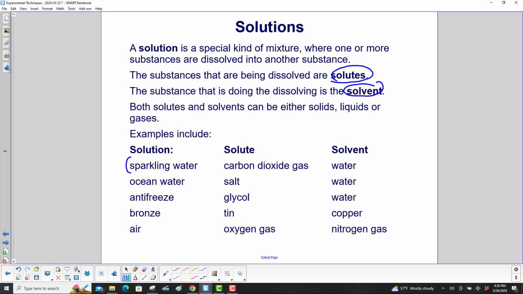So here we have a solution of sparkling water. The solute would be carbon dioxide gas. The solvent is water. Ocean water: salt would be the solute. Once again, solvent is water. Antifreeze is made up of glycol, which is the solute. Solvent would be water. Bronze, that's a solution. It's a solution of tin dissolved in copper. And finally, air. We have oxygen gas dissolved into nitrogen gas.